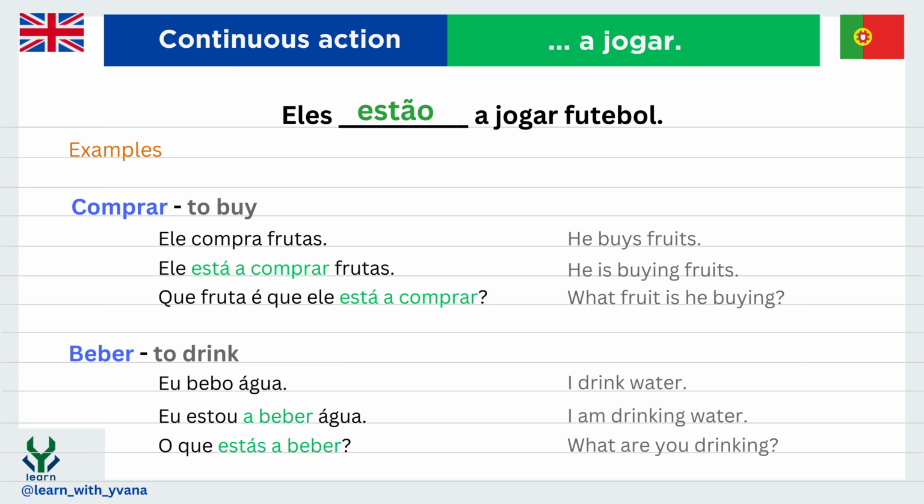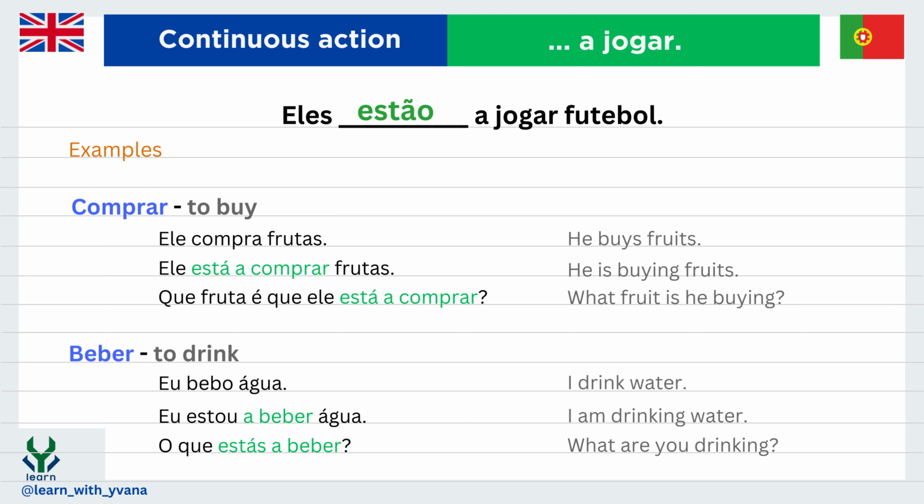Comprar, to buy. This is an AR verb. Ele compra frutas. He buys fruits. Ele está a comprar frutas. He is buying fruits. Que fruta é que ele está a comprar? What fruit is he buying? We can make a question as well, right?